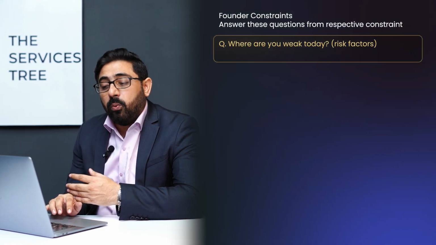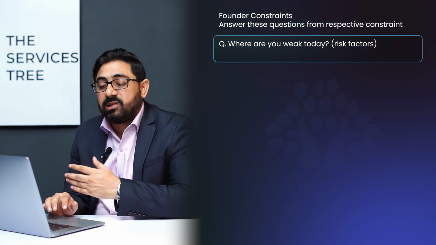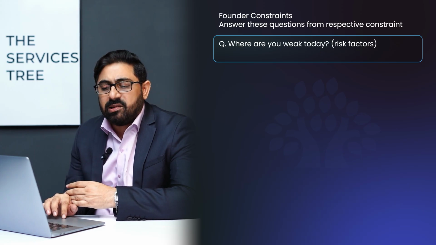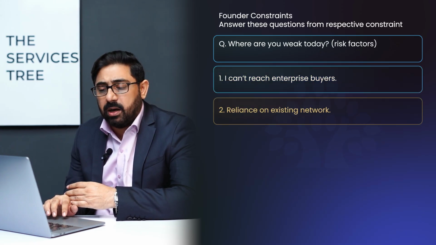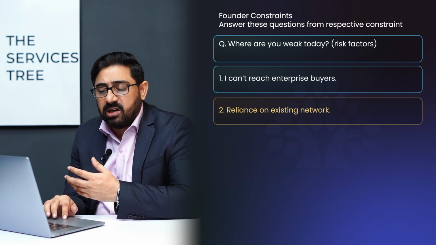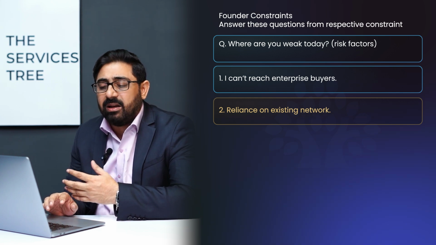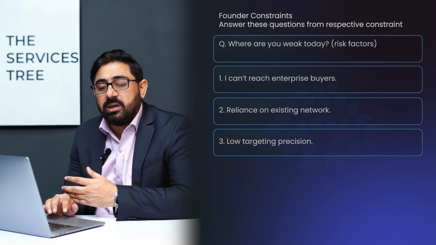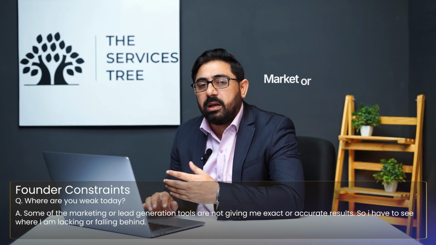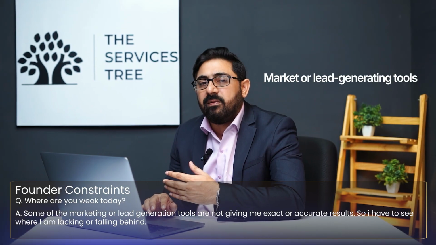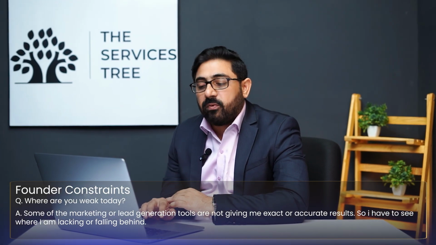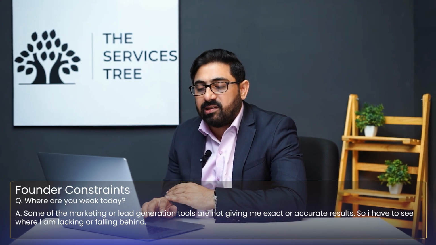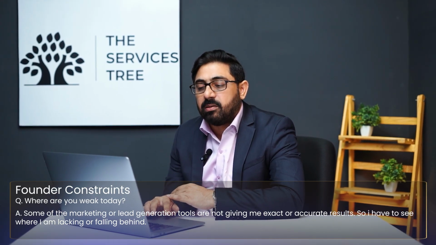So where are you weak today? Your current situation should be portrayed here. It actually includes the risk factors. So you can say, I can't reach enterprise buyers, or reliance on existing network, meaning that I am completely relying on my existing network. And there could be another option: the targeting precision is pretty low because some of the marketing or lead generation tools are not giving me exact or accurate results. So you have to see where you are actually falling. For instance, you can say that I can't reach enterprise buyers.